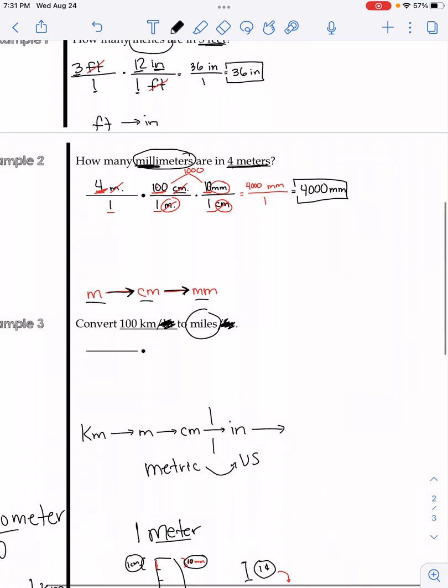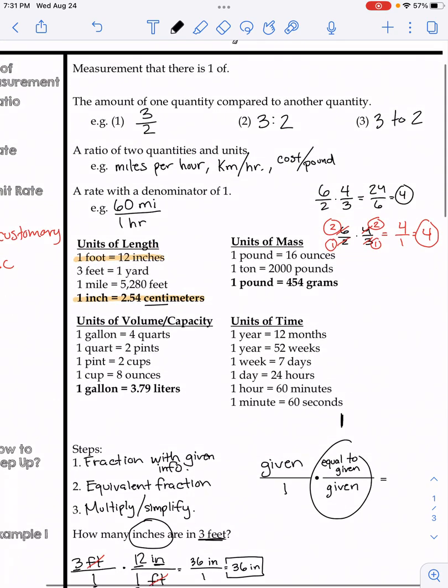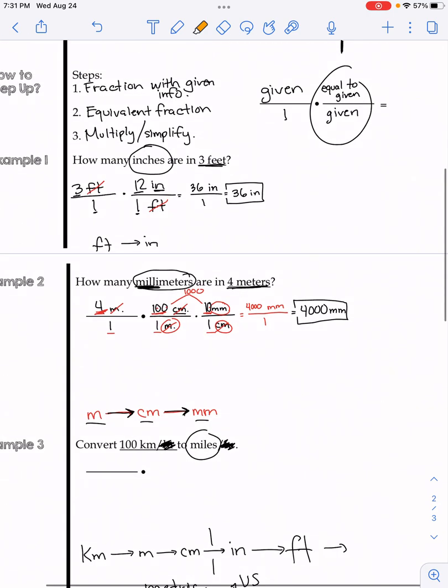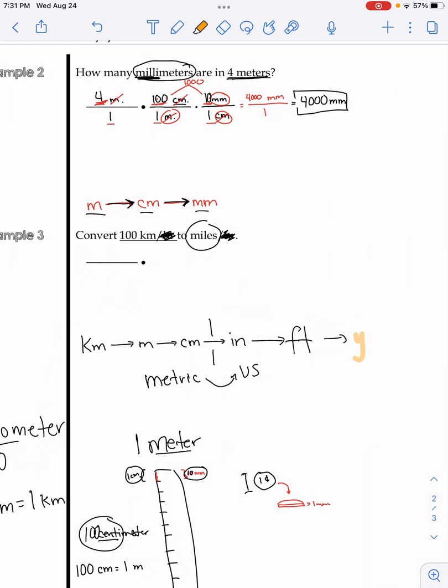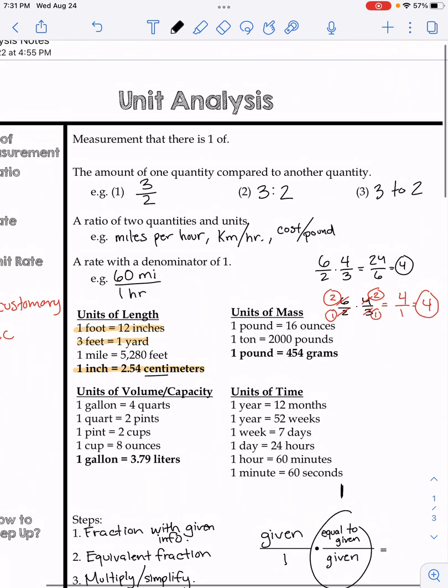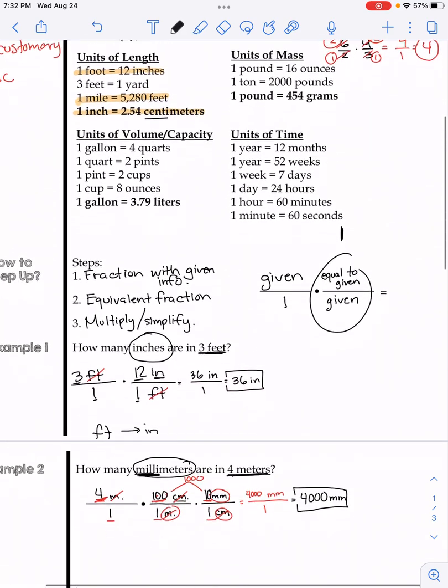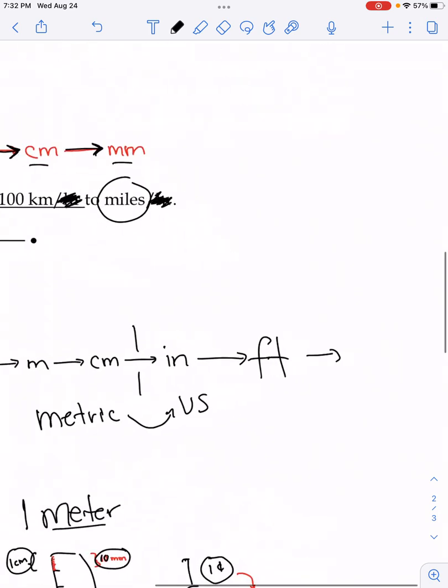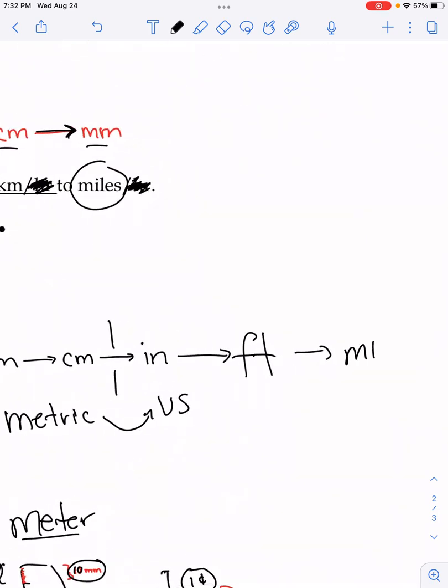So this is just setting up here. How can I get closer to miles? I don't see anything from feet to miles, but I do see feet to yard. Oh, never mind, I made a mistake. I apologize for that. There is feet to miles right there. So I got rid of yard there, and I'm just going to put MI for miles.